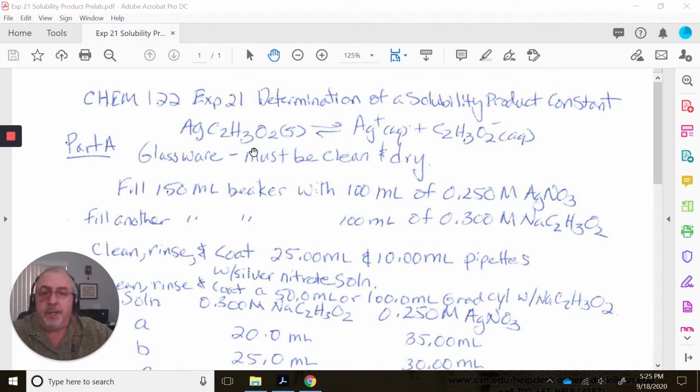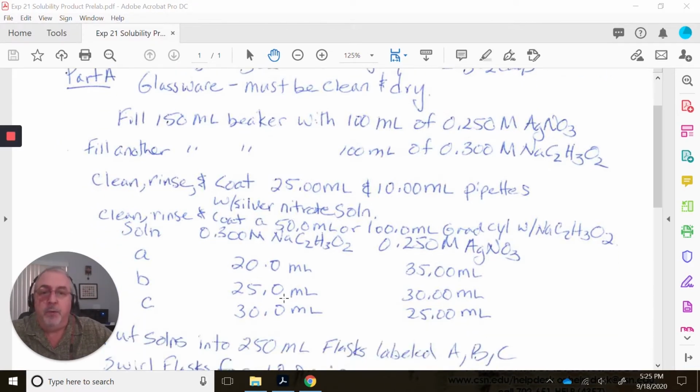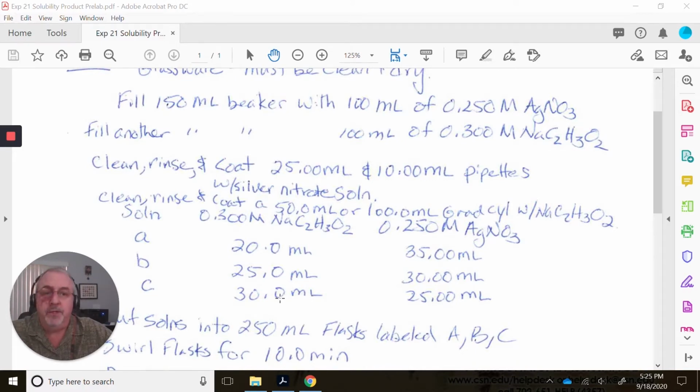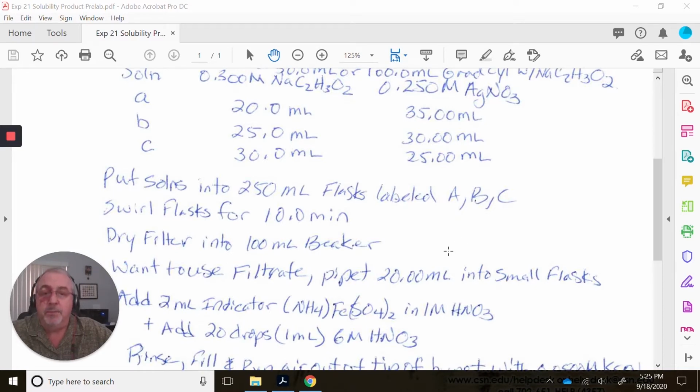We're also going to then clean, rinse, and coat a 50 mL or 100 mL graduated cylinder with the sodium acetate, and then we're going to make 3 different solutions A, B, and C with these different amounts of the sodium acetate and the silver nitrate. We're going to put these solutions into clean and dry 250 mL Erlenmeyer flasks labeled A, B, and C, and swirl them for about 10 minutes to make sure that the equilibrium is established and it has a saturated solution.